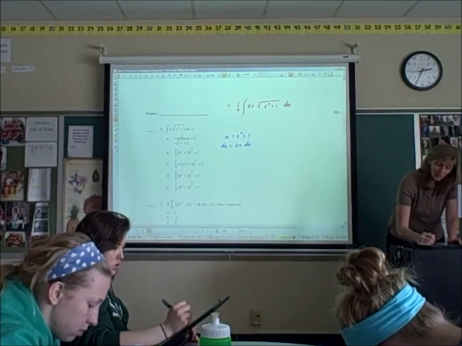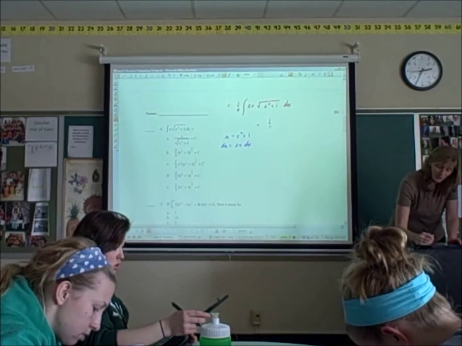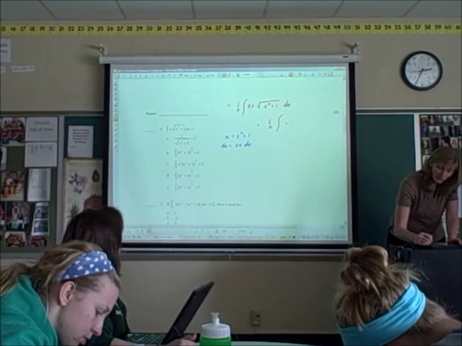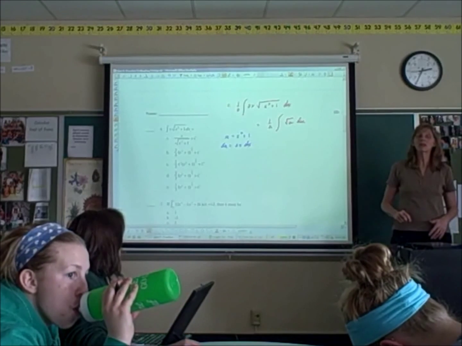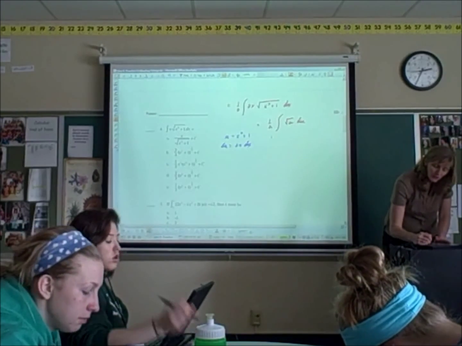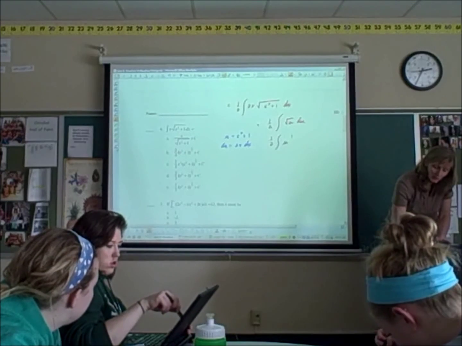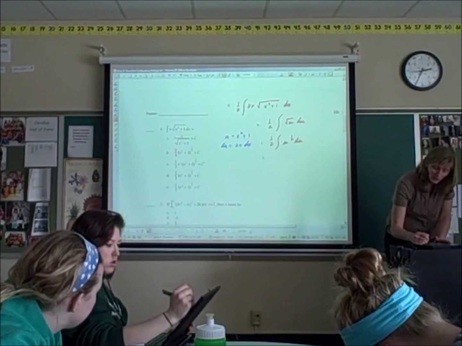Now I'm going to go ahead and substitute. So I'm going to change the 2x dx to du, and the x squared plus 1 to u. Okay, now I can find the antiderivative. What's the antiderivative? I'm going to treat this like u to the 1/2 power. What's the antiderivative of u to the 1/2 power?